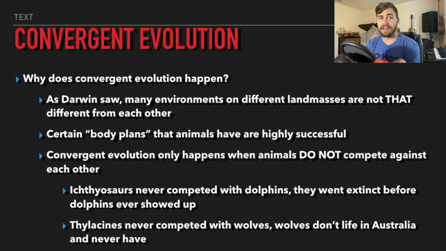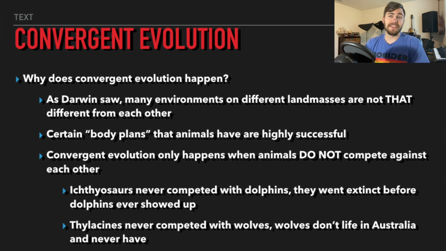Convergent evolution, here's the key though, convergent evolution can only happen if animals do not compete against each other. Because if two animals try to occupy the same niche in the same environment, they compete, and one of them is going to get driven out or go extinct. We call that the competitive exclusion principle, and we talked about that at length a very long time ago at the beginning of the year.